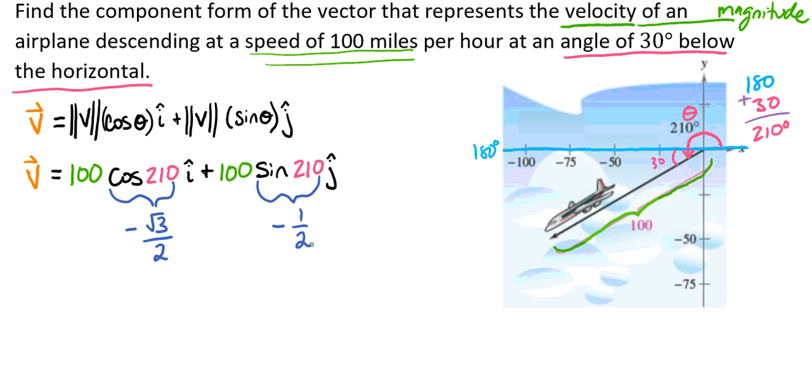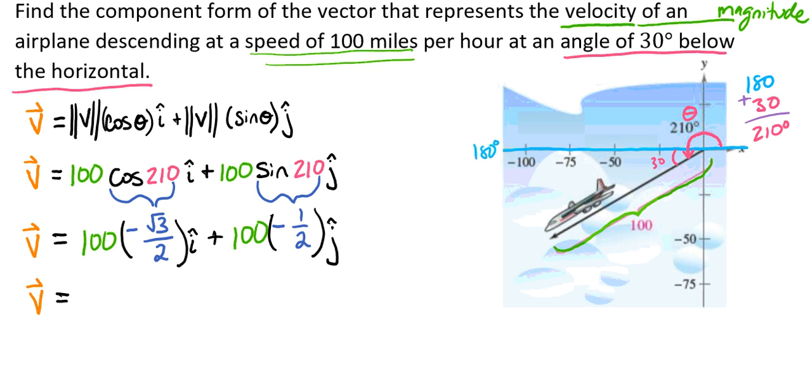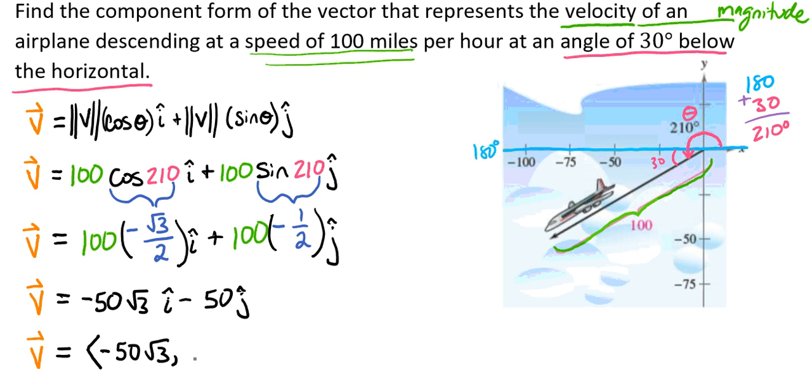So now we can go ahead and plug that in, which gives us 100 times negative radical 3 over 2 times i, plus 100 times negative 1/2 times j. And by simplifying, we get negative 50 times radical 3 times i, or not plus because it's a negative there, minus 50j, which we can then write in component form as follows: negative 50 radical 3, comma, negative 50.